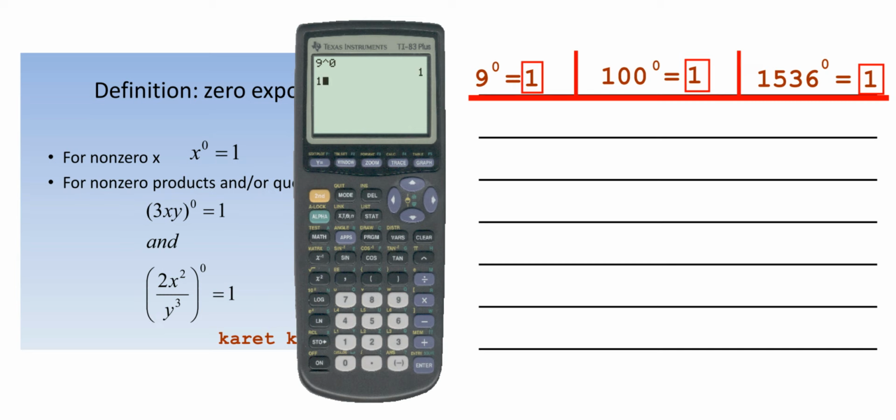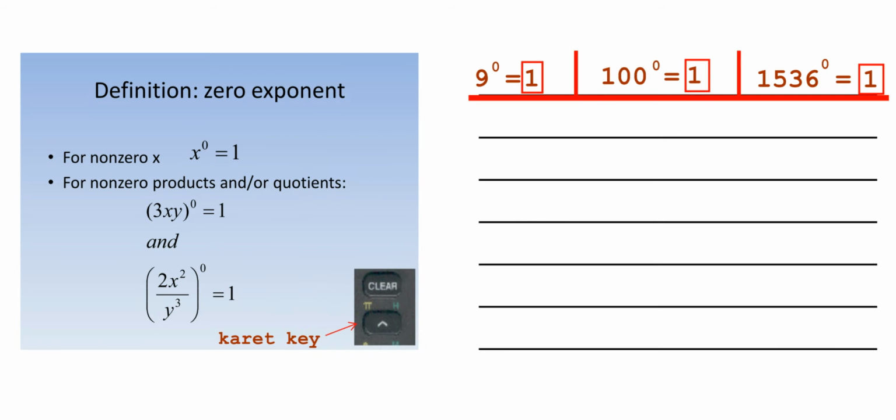Try 100. 100, caret key, just below the clear button, once again, you have your caret key. Power of 0 gives you 1. 1536 to the power of 0, hit enter, it gives you 1. So, there we go. We just checked that our previous answers were technically correct. We get a 1.